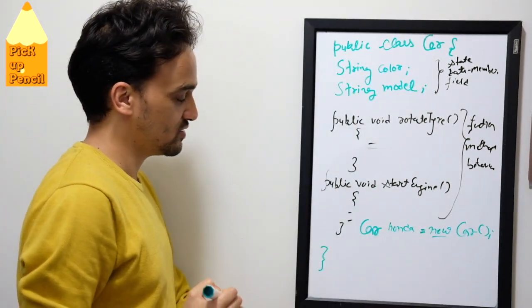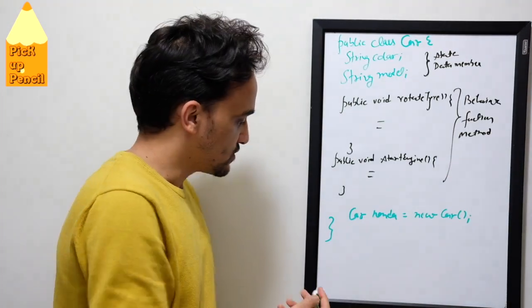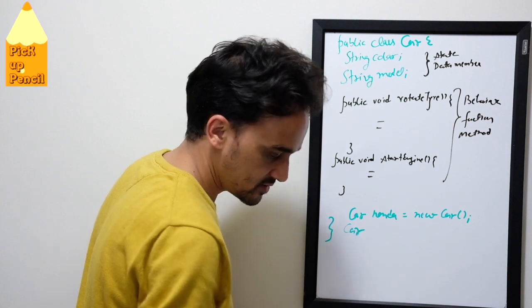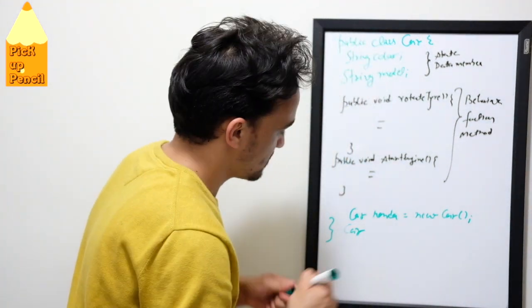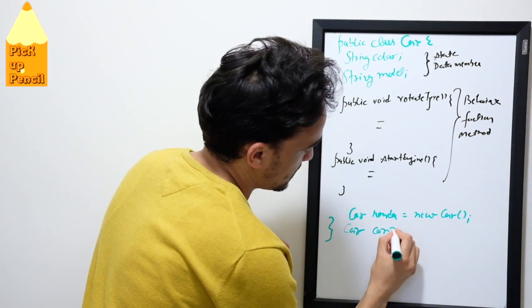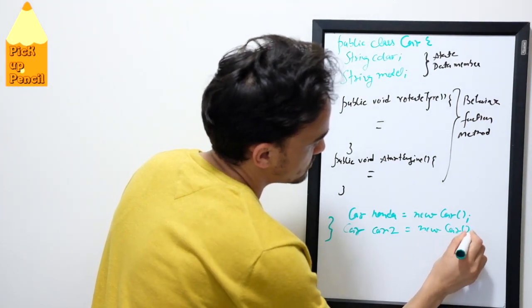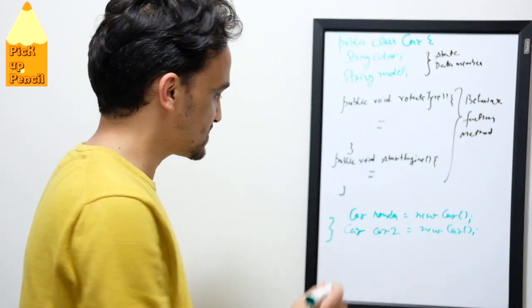This is how, this is object 1. Now let's create another object, car2 equals new car. So first object is Honda.